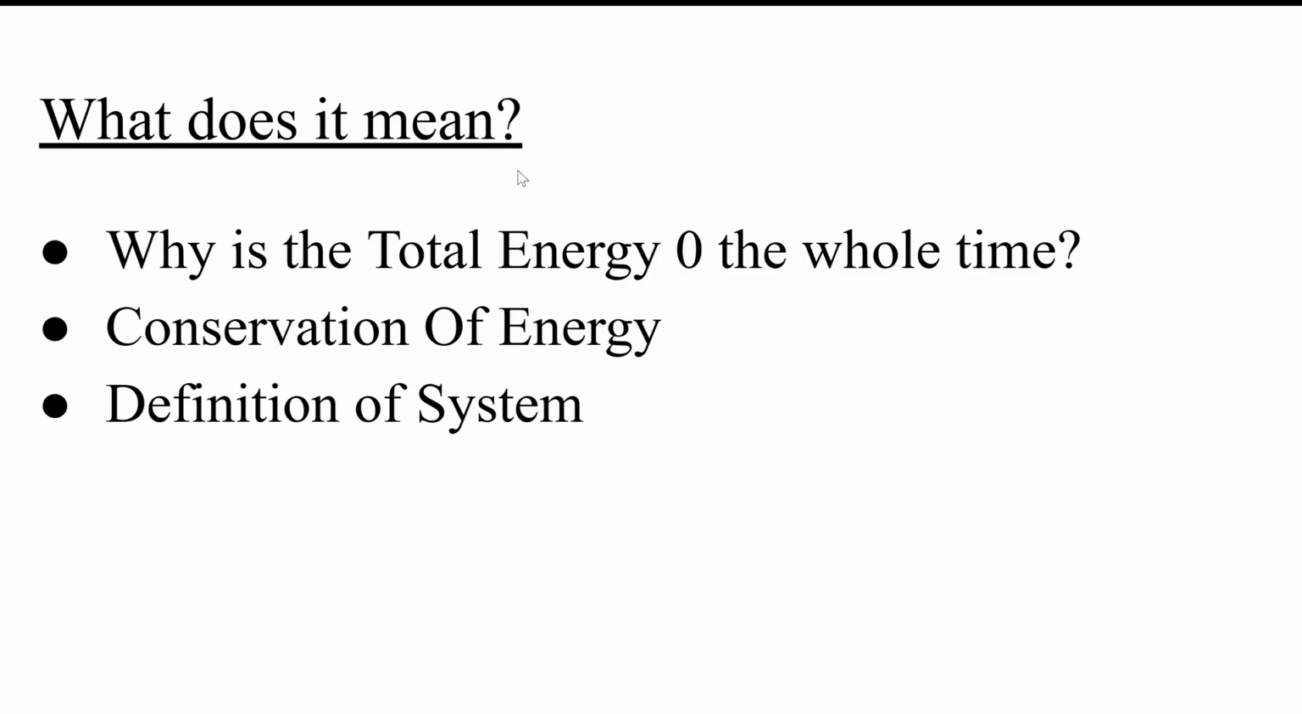So, what does that graph mean? And more importantly, why is the total energy 0 the whole time? This has to do with conservation of energy, which says that energy cannot be created or destroyed. Since the system includes all of the different energies, such as kinetic, spring, thermal, and gravitational, the total energy should remain the same, as the system is defined as everything.